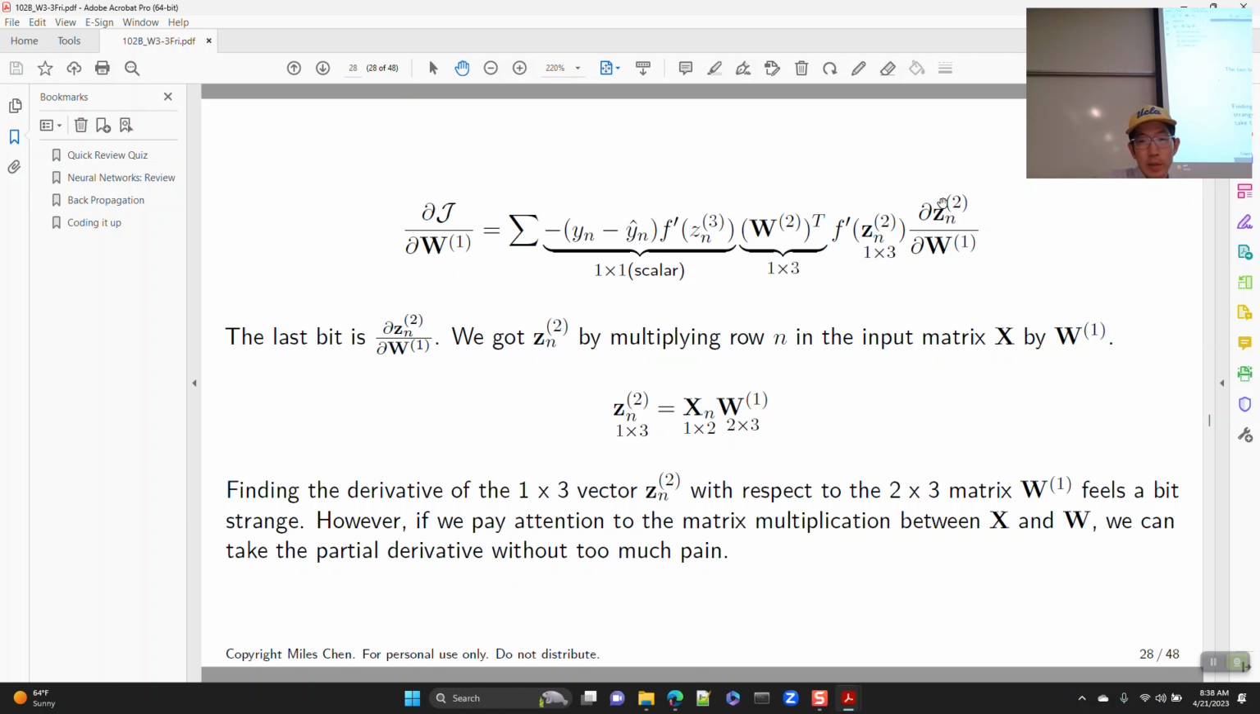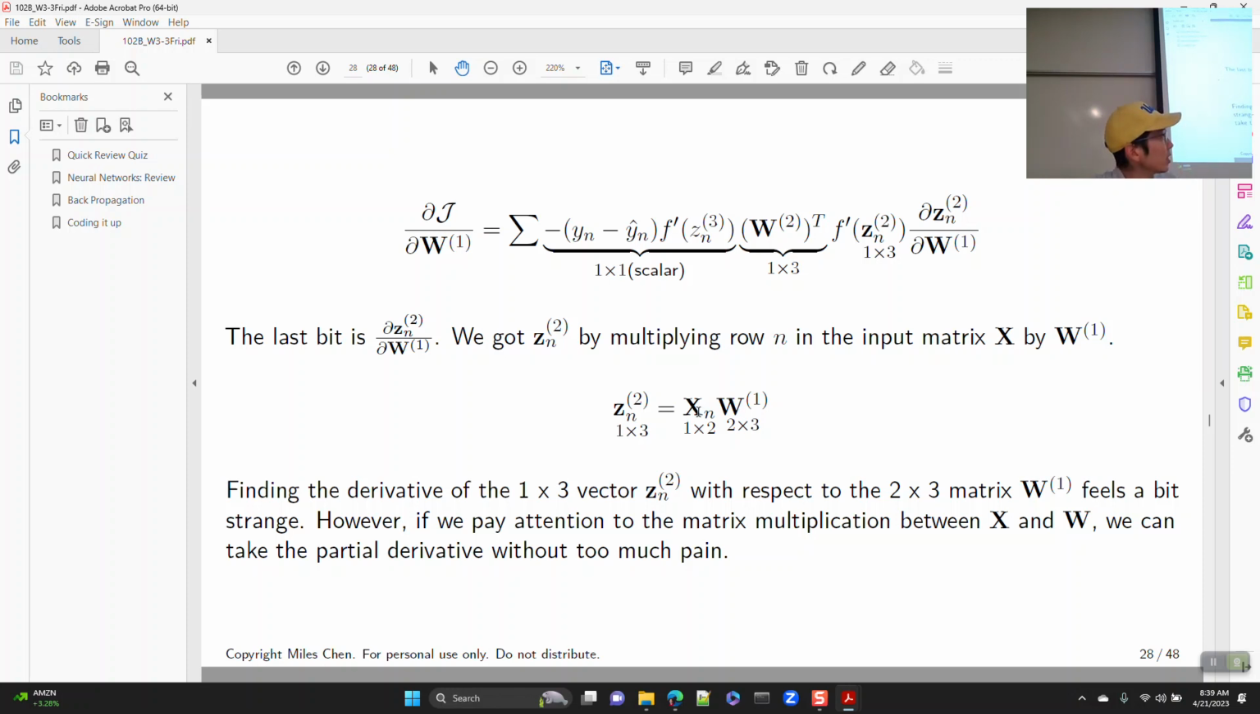Okay, and then so we say, okay, well, how did the second values, our z2 sub n, right? So we got this row of three values here. How does that change with respect to W1? So this is like the weirdest part. So if we think about what this is, this is the result of multiplying the nth row in our input matrix X times our first weight matrix, okay?